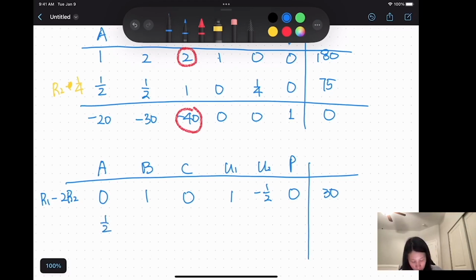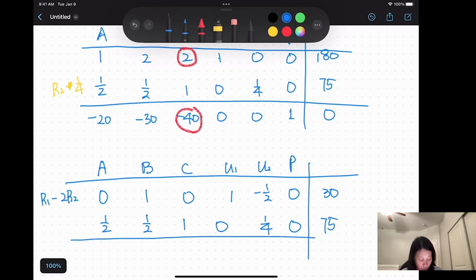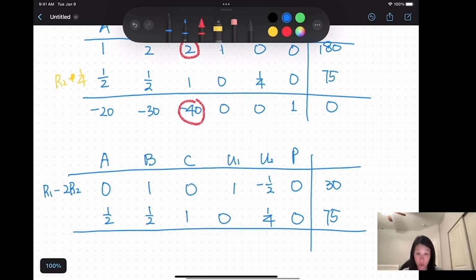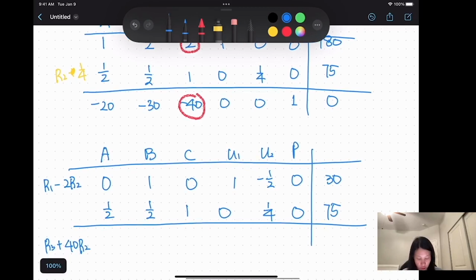Okay, so the second row, we don't do anything about it right now. And then the third row, we want to get rid of the 40. So that means I want the third row plus 40 times the second row. So I have 0 here and negative 10, 0, 10, 1, 3,000. Okay.